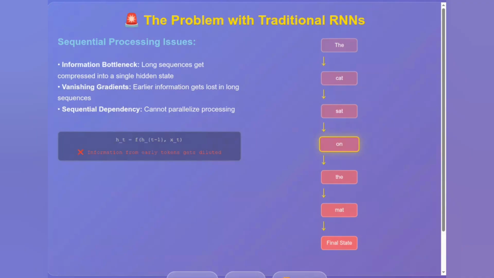And third, no parallelization. See those arrows? Each step must wait for the previous one to complete. This makes training incredibly slow, especially for long sequences. The formula you see here, h_t equals f of h_{t-1} and x_t, perfectly captures the problem. Each hidden state depends on the previous one, creating this sequential bottleneck. Imagine trying to understand a book by only remembering the last sentence you read. That's essentially what RNNs were doing with long sequences.